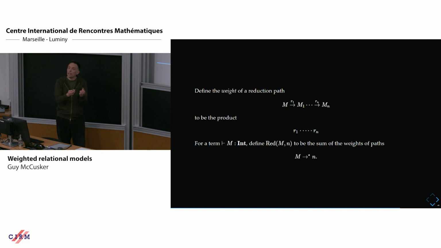So if there aren't any, you'll get 0. And if there are lots, you might get a finite value, you might get an infinite value. You can express that, if your semiring has the right structure, as the supremum of something, but it's just the sum of the weights of all of the paths.